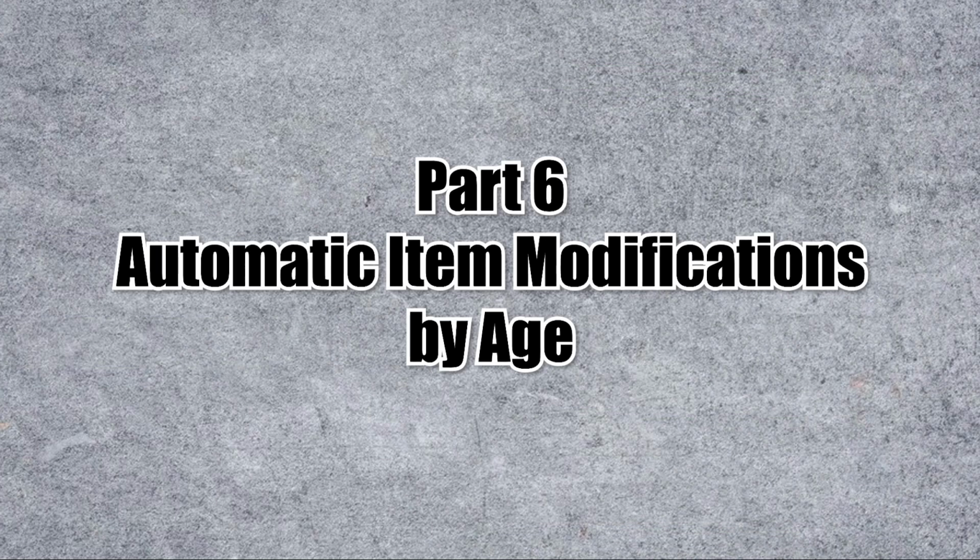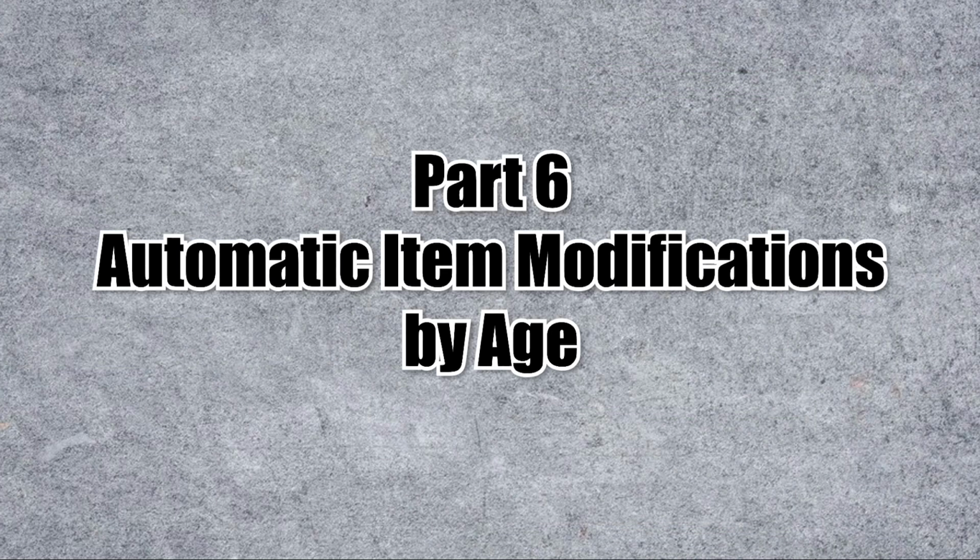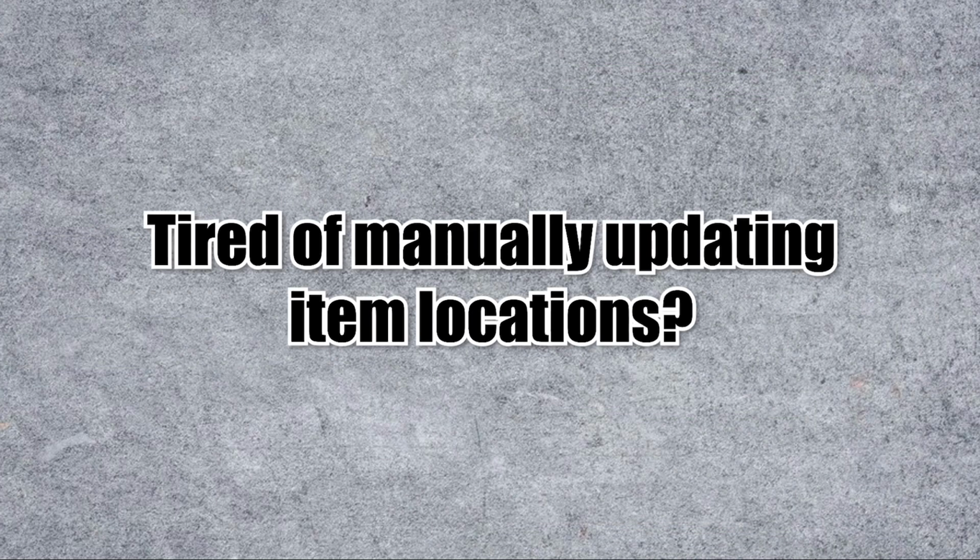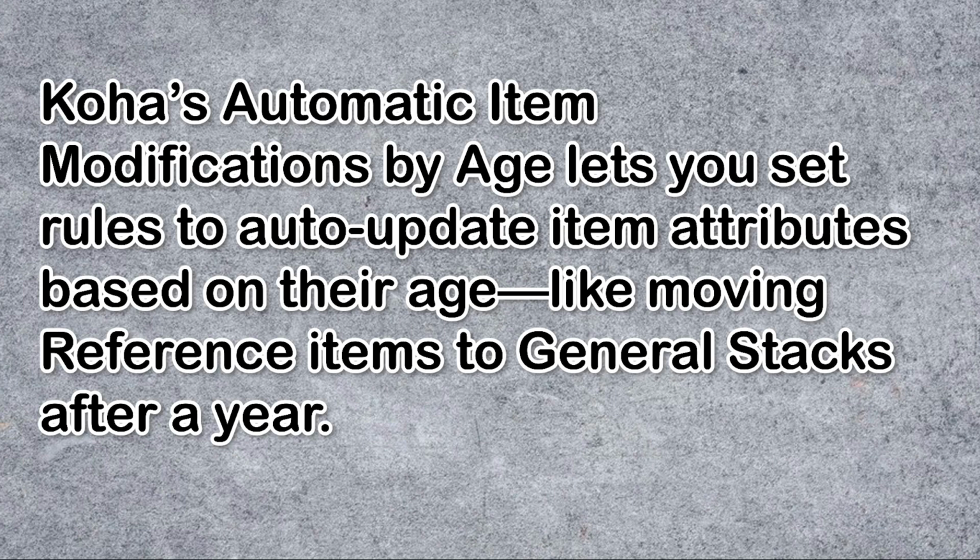Part 6, automatic item modifications by age. Tired of manually updating item locations? Koha's automatic item modifications by age lets you set rules to auto-update item attributes based on their age, like moving reference items to general stacks after a year.